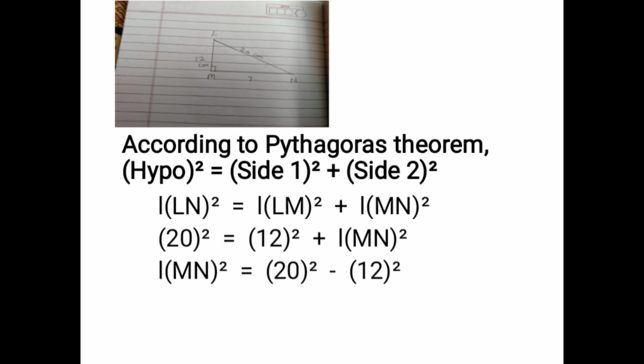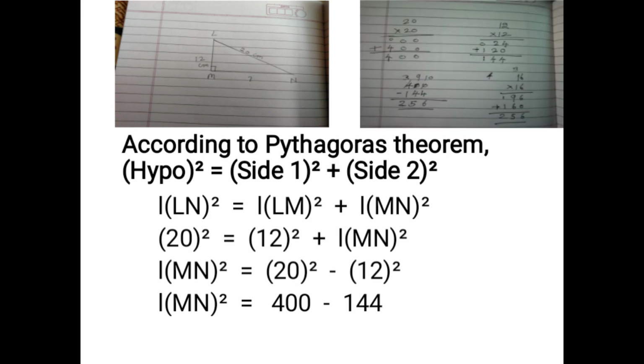So 20 square, which is on the left side, when you take it on the right side, becomes subtraction. Length of MN square is equal to 20 square minus 12 square. 20 square is 20 multiplied by 20, which is 400, minus 12 square. 12 12s are 144. Look at the picture on the top. Now 400 minus 144 subtracted, the answer is 256.